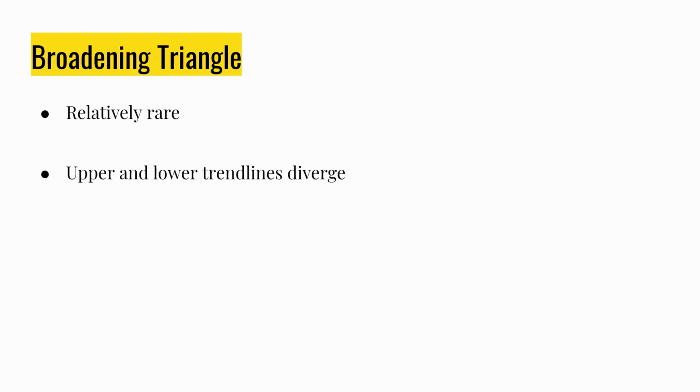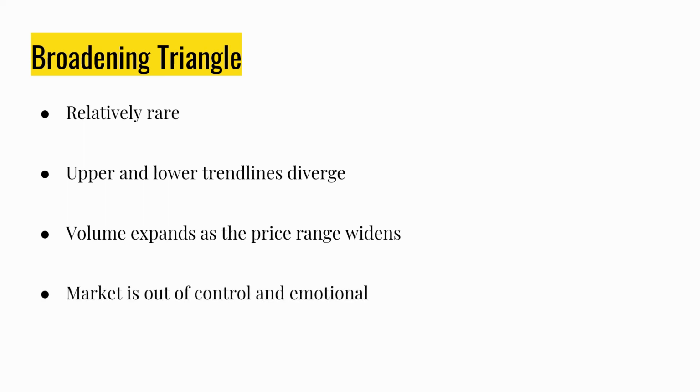The last triangle is called a broadening triangle. This is a relatively rare pattern, and that is pretty good for us because this pattern is really hard to trade. This triangle is made up of an upper and a lower trend line that diverge. So the upper trend line would have a positive slope, while the lower trend line would have a negative slope, causing a widening pattern. As the price range increases, volume expands in both directions. This is due to the market being out of control and especially emotional. This type of pattern is usually seen at major market tops and bottoms.